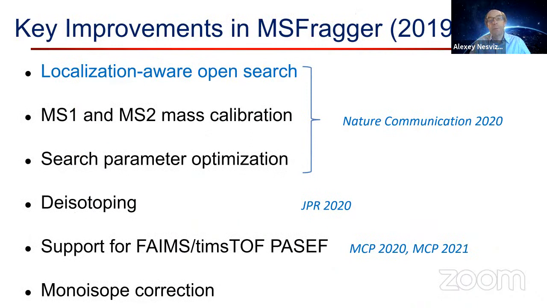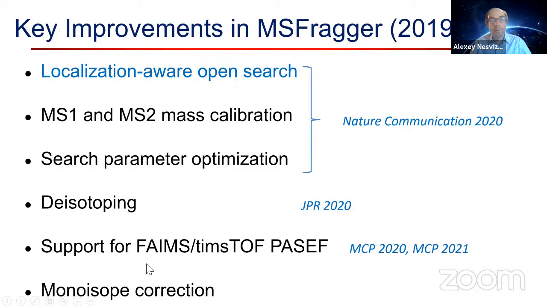So key improvements in MSFragger in the last 2 years, in addition to the localization of our open search that I mentioned, is that we introduced MS1 and MS2 mass calibration. We also added search parameter optimization, implemented the isotope error, adapted the algorithms to FAIMS data as well as timsTOF data, implemented monoisotopic correction, and quite a few other technical improvements that really boosted the performance of an already pretty good tool to the next level.